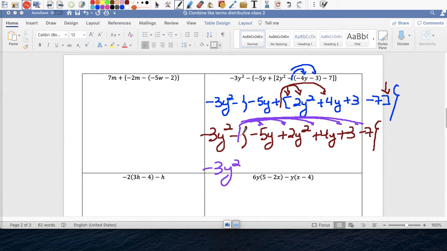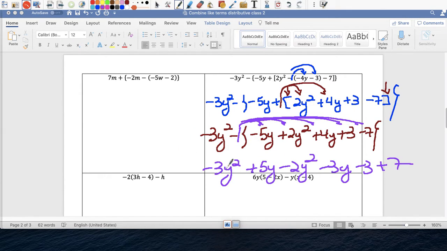If there's a minus sign outside the grouping symbol, it means that every term inside the parentheses will come out the opposite. It was minus 5y, it's going to be positive 5y. It was plus 2y squared, it's going to be minus 2y squared. It was plus y, minus 3y, plus 3, minus 3, and minus 7, plus 7. So you already know what's going to happen. If that was a plus, then everybody who was inside comes out exactly the same.